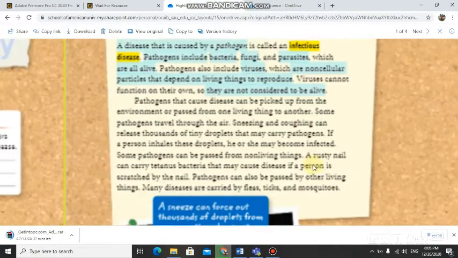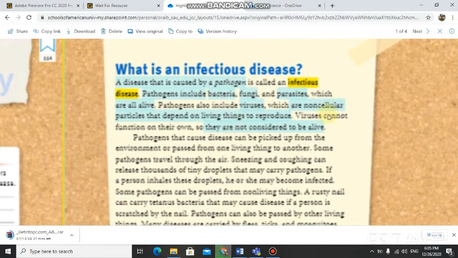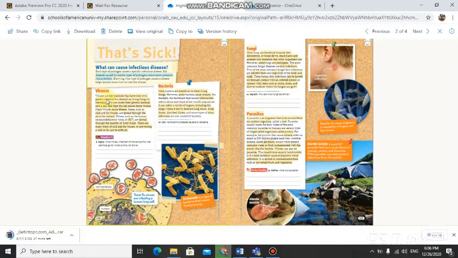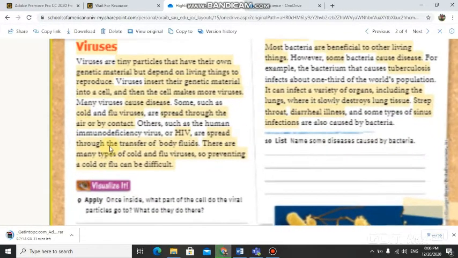The thing that you have to know here is that viruses are non-cellular particles that depend on living things to reproduce. Some diseases that can be caused by viruses are cold and flu. We have coronavirus. We have HIV virus, which can cause AIDS, and hepatitis, for example hepatitis C, hepatitis B, hepatitis A. Those can also be caused by different types of viruses.